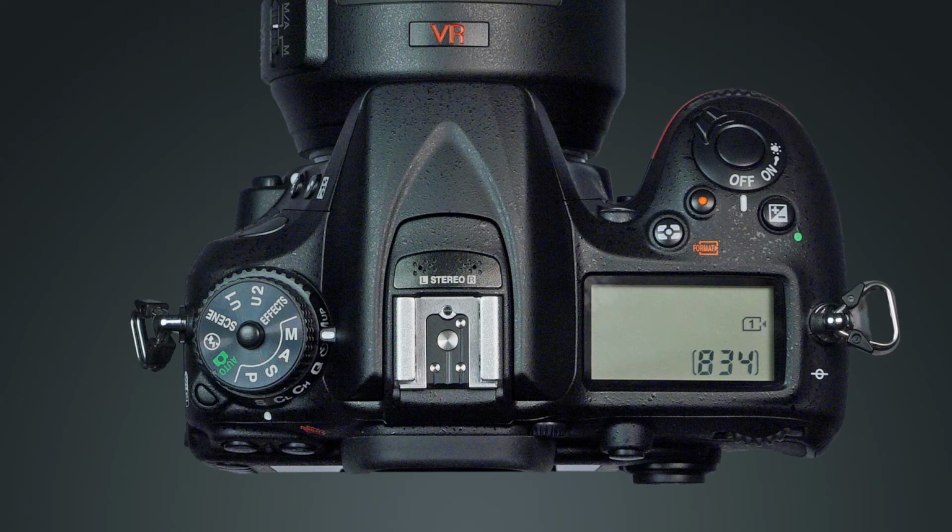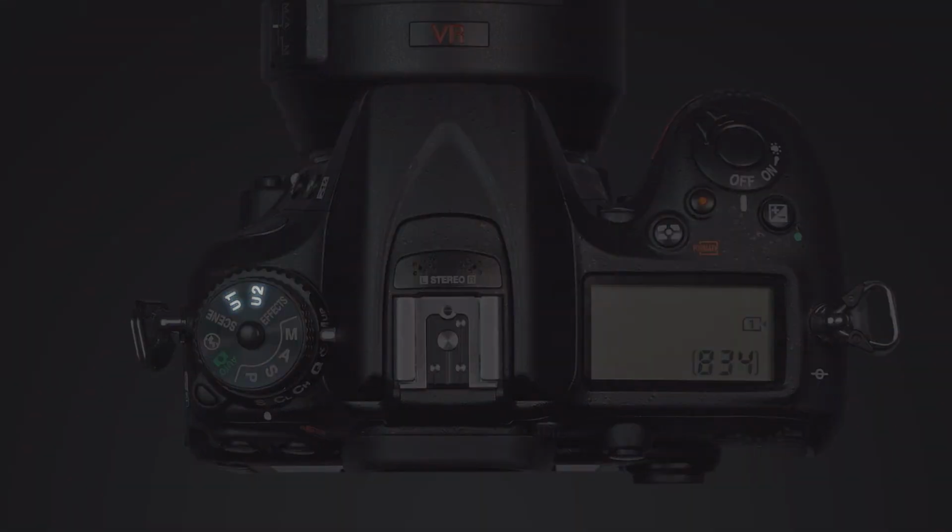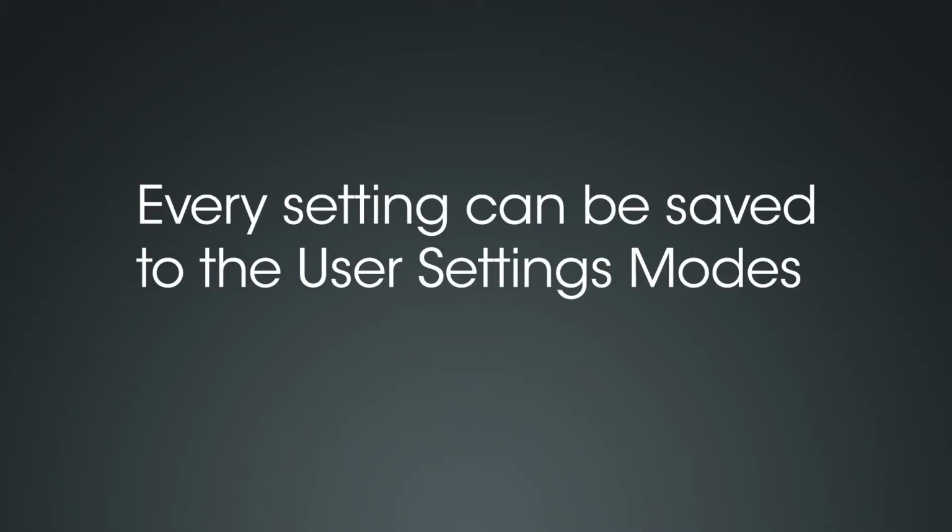The next shooting modes on the D7200 are the user settings modes, the U1 and U2 modes. These modes allow you to save entire banks of settings to a single, easy-to-recall mode. User settings modes are especially useful and time-saving when you find yourself shooting in the same location, like a studio, on a regular basis. Note that when the settings in the user settings modes are saved, everything is saved.